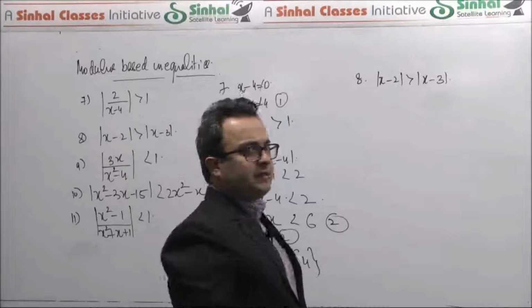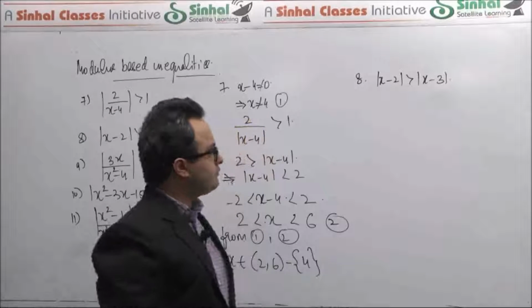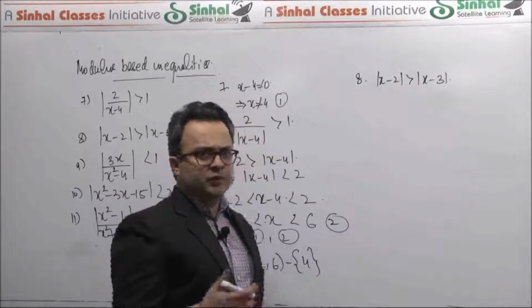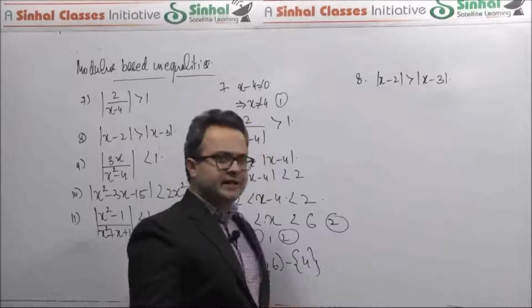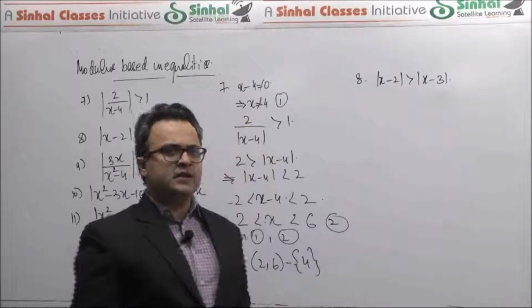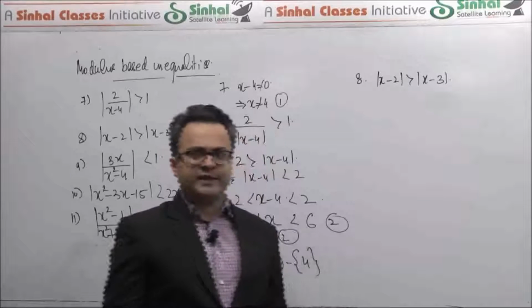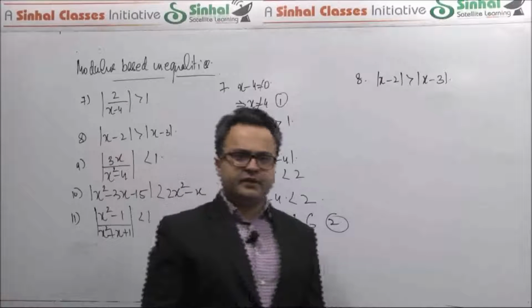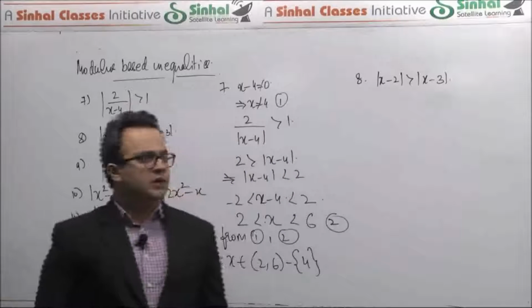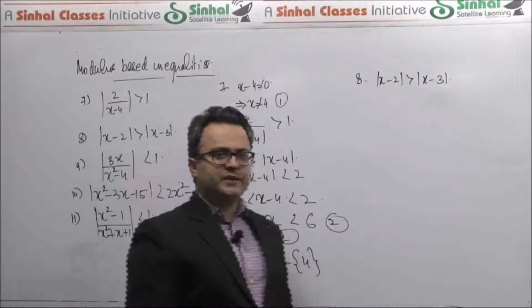Now in the 8th one, there are two approaches that you can take. You can either take the 3 cases, since there are 2 terms with modulus signs. You can take those 3 cases: greater than or equal to 3, greater than or equal to 2 but less than 3, and less than 2. In this case, there's a simpler way also, by using the idea that we discussed.